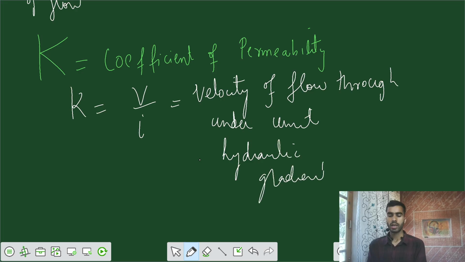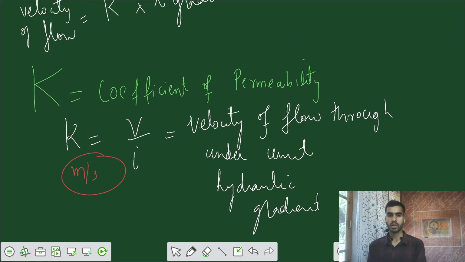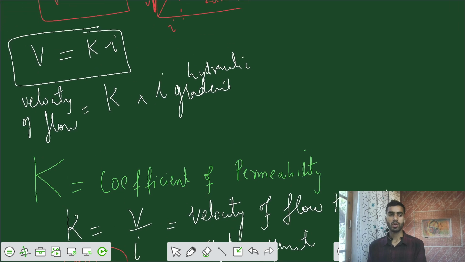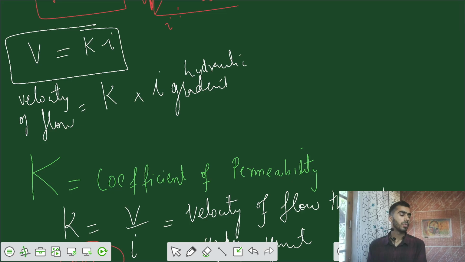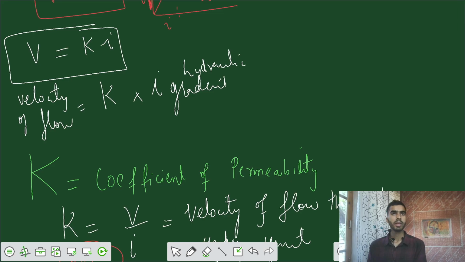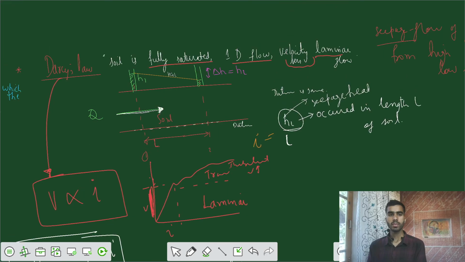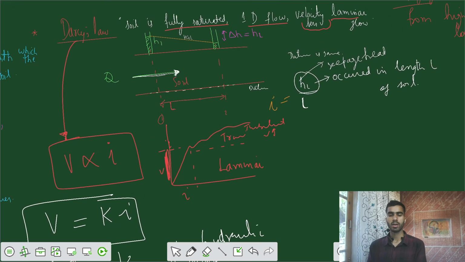Its units would be the same as that of velocity, so this would be in meters per second. How much velocity is there through the soil? That would be the coefficient of permeability, if the hydraulic gradient is unity. So that was your Darcy's law.